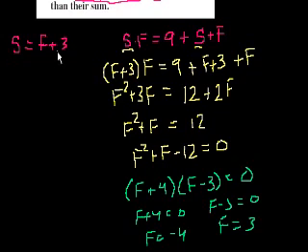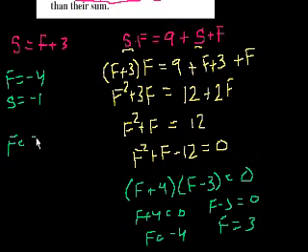Now S is F plus 3. So if we're dealing with the minus 4 scenario, if F is equal to minus 4, then what is S? Then S is going to be minus 4 plus 3, then S is going to be equal to minus 1. And if F is equal to 3, then S is equal to 6. So let's see if we see either of these combinations. Minus 4, minus 1, that's choice B.